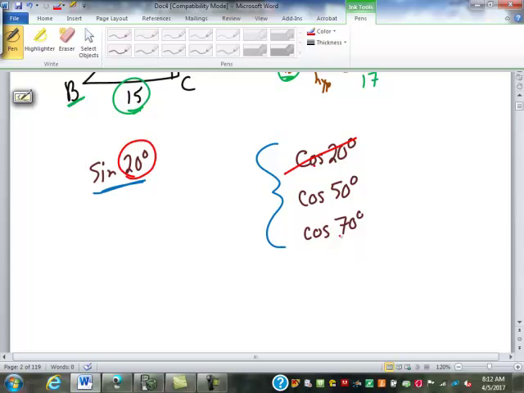What does cosine really mean? It means the sine of the complement. So what is the complement of 70 degrees? 20. So the sine of 20 degrees and the cosine of 70 degrees will be the same, because the complement of 70 is 20. So the cosine of 70 degrees is actually defined to be the sine of 20 degrees, the sine of the complement of this angle.